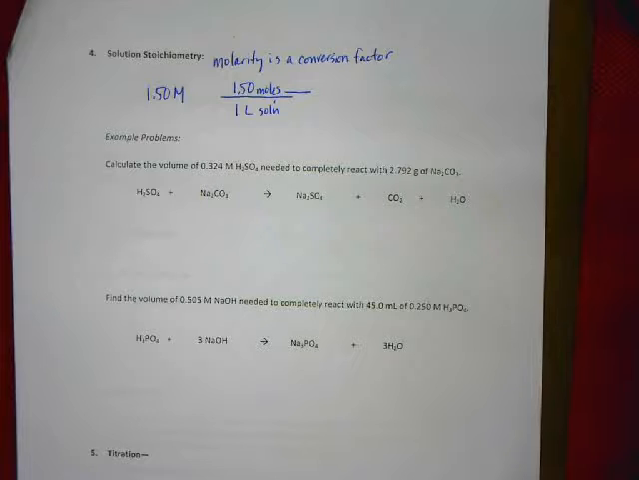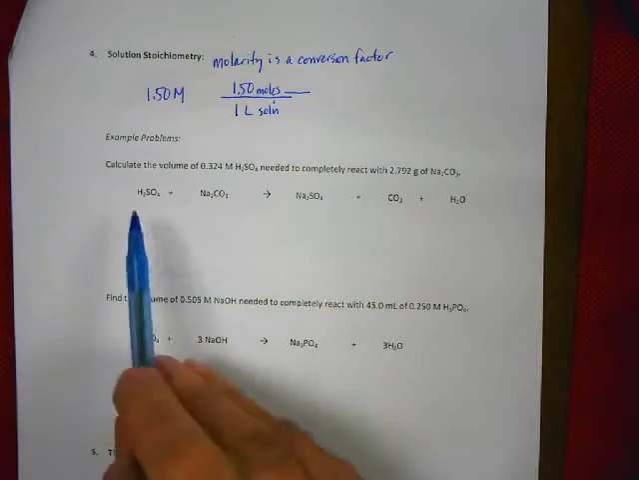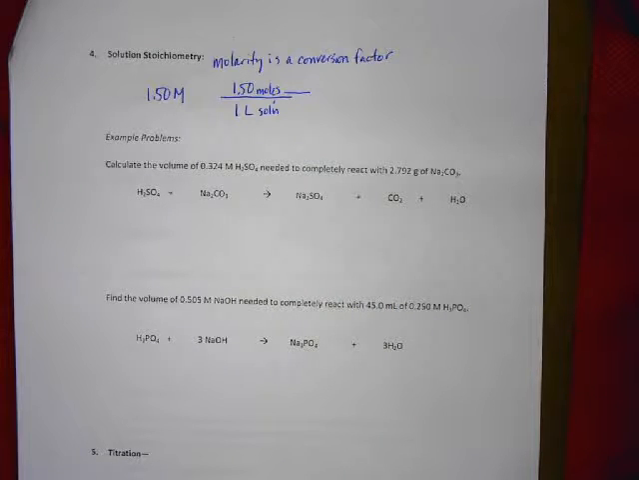The first one says calculate the volume of 0.324 molar sulfuric acid needed to completely react with 2.792 grams of sodium carbonate. So we're given an equation. Always check to make sure that it is balanced before you start. In this case, it is balanced as written. Everything is in a 1-to-1 ratio.